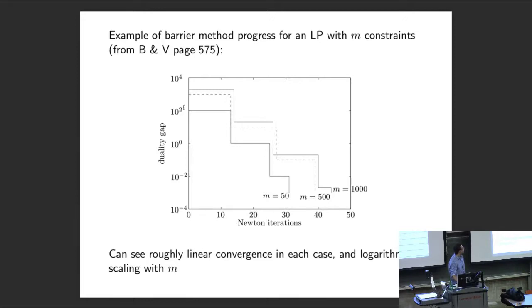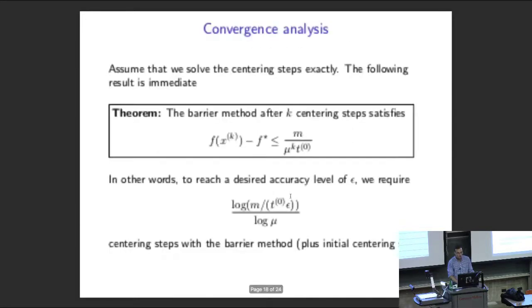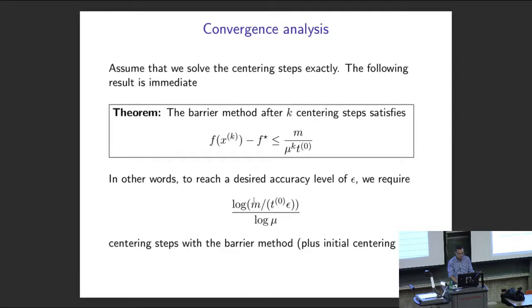Right? This is a log plot. This is a log duality gap. And it grows very slowly with m, the number of inequality constraints, okay, which is what we've seen from this analysis. It should grow very slowly with the number of inequality constraints.